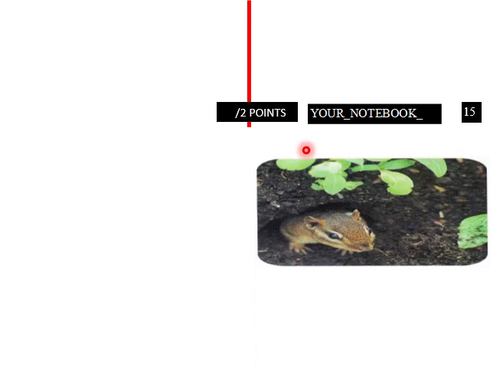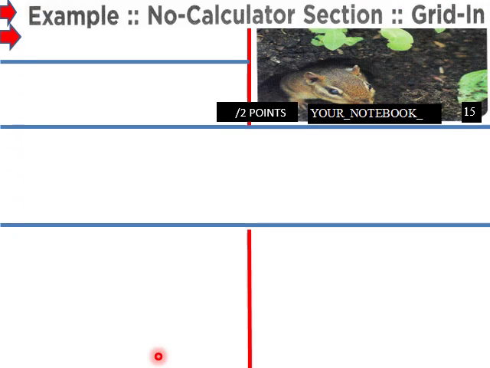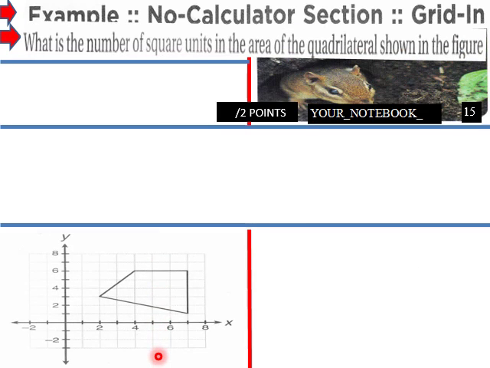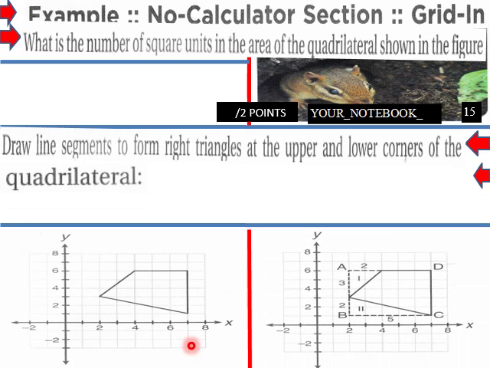Page 15 of our worksheet. Example, no calc section, grid in. What is the number of square units in the area of the quadrilateral shown here? So what is the area here? Draw line segments to form right triangles at the upper and lower corners of the quadrilateral. Here are 2 triangles.